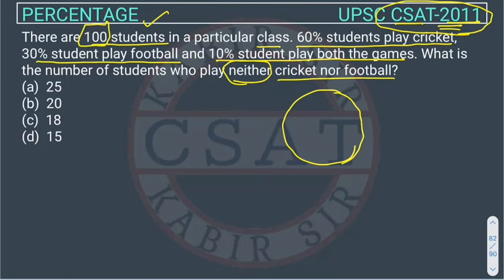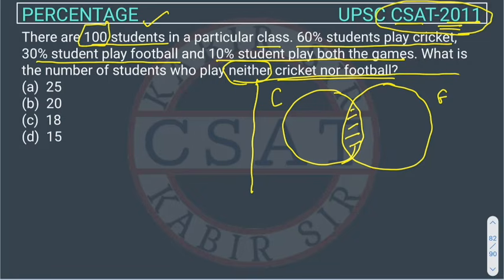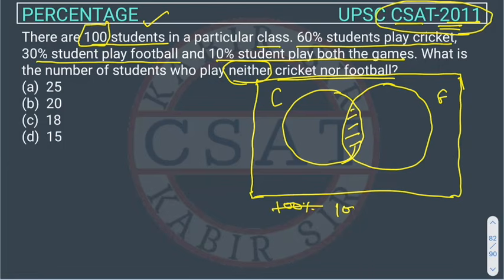So suppose this is a circle representing the students who are playing cricket, and this is a circle representing the students who are playing football. And this section will show who are playing both cricket and football, right? So there may be candidates who are not playing any games, right? Through Venn diagram, this rectangle will represent 100%. They have given there are 100 students, so we will write 100 here, not 100%.